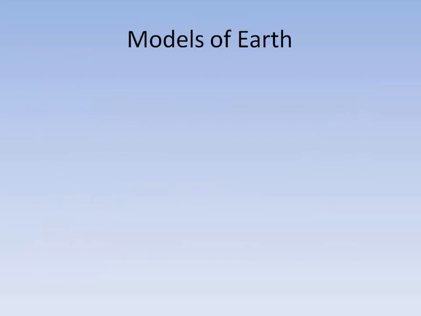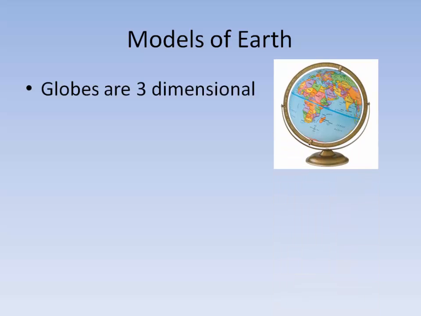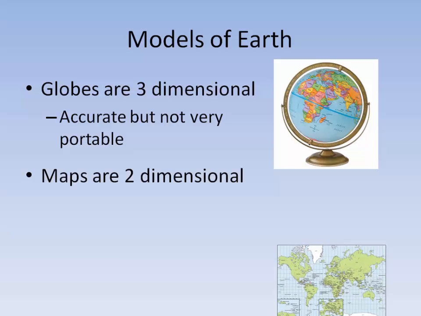A model is when you make an artificial representation of a real-world object. And people have done that for centuries. One model of the planet Earth are globes. Globes are three-dimensional. They're very accurate, but they're not very portable. If you were going to go somewhere in your car, you wouldn't bring a globe along with you. Even though it's very accurate, it'd be hard to use.